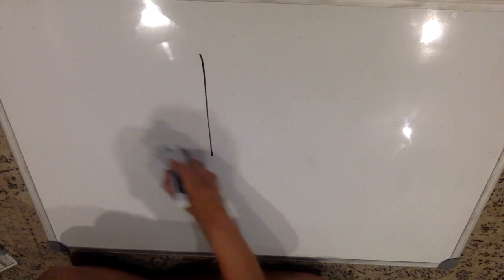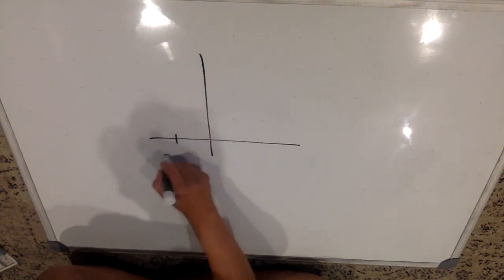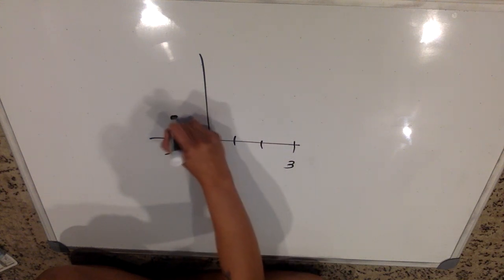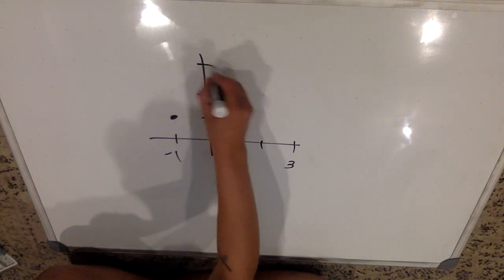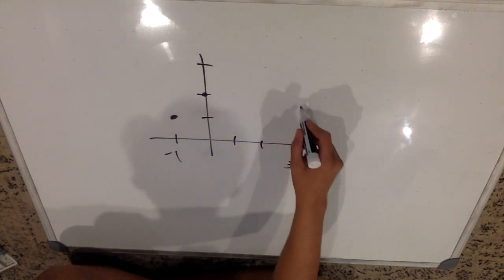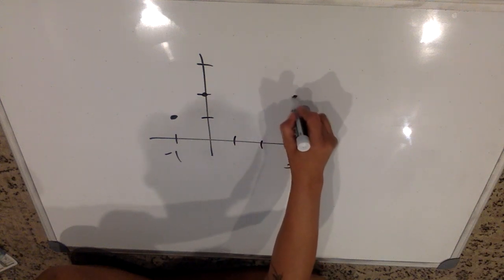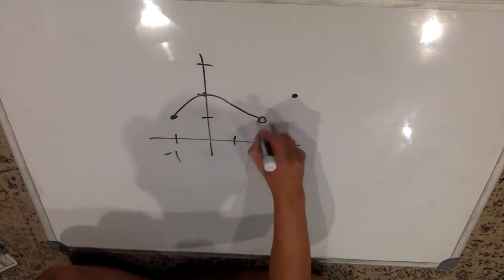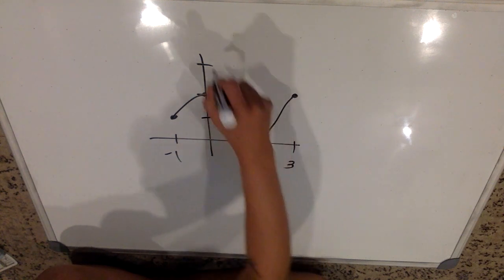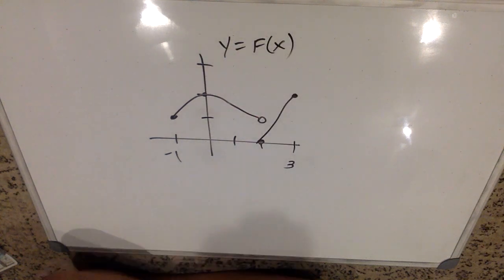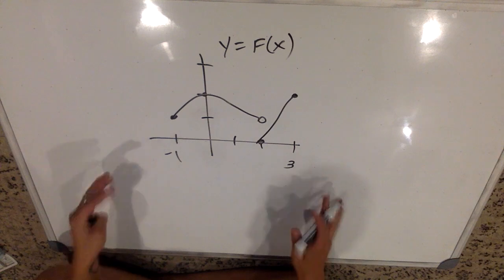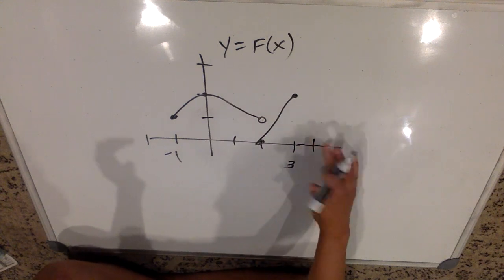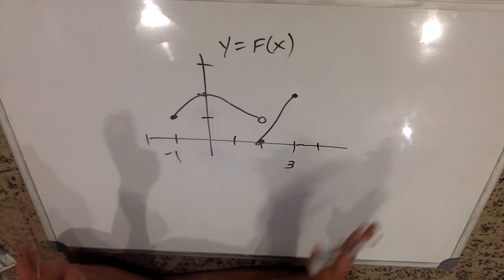Let's say I have a graph that only exists from negative 1 to 3. All right, so let's say I have a graph. Okay, so that's my y equals f of x, and it's a terrible graph, but you get the idea. Now, what's tricky about this graph is that it literally only exists from negative 1 to 3. There is no graph after the x value of 3, right? There is no value after 3.